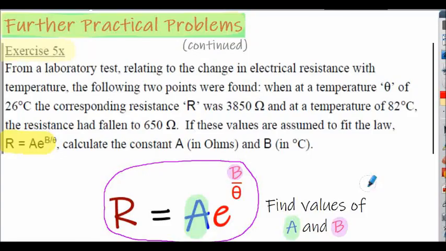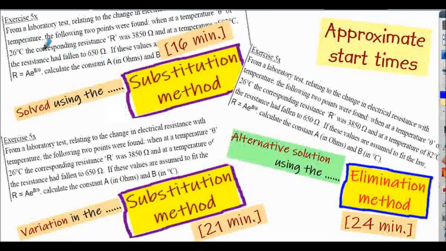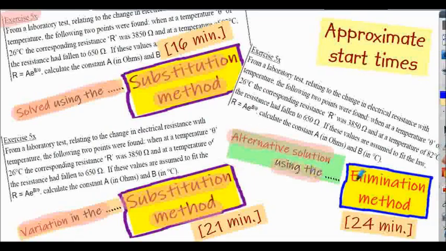So as I said, I've included this as an additional problem with a slight variation in the solution as compared to the previous questions. And just note there are actually three solutions included for exercise 5x. In the first we solve using the substitution method. The next is just a slight variation on the first solution. We still use the substitution method, but within this method we actually use fractions to help solve the equations. And the final version is an alternative solution using the elimination process. We actually divide the equations to eliminate the A unknown.